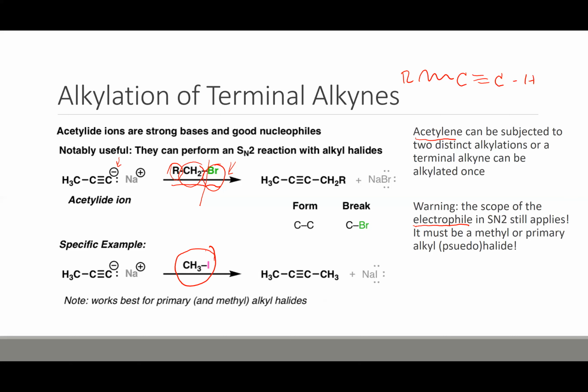So usually we'll have the halide at the very end of the chain here, and then whatever we want to add on here. So for example, this reaction would not work well if we had something like this, a tert-butyl on a bromine, and we were trying to add that onto the triple bond. And again, this is because we're still technically doing an SN2 reaction, and SN2's biggest barrier is that steric hindrance.